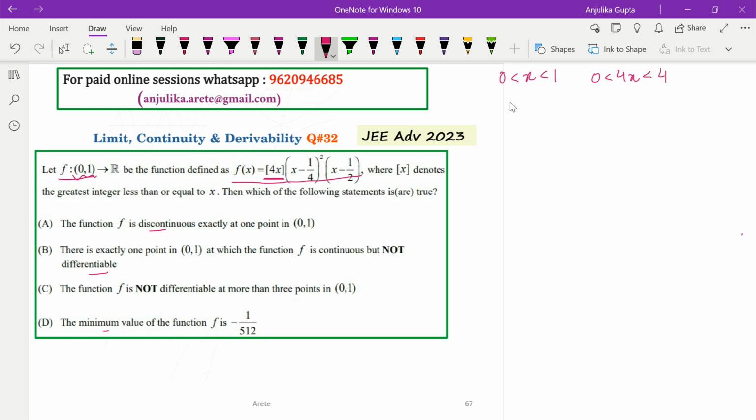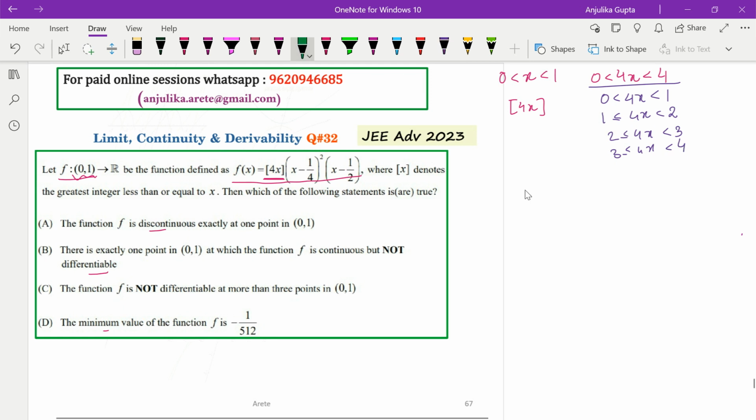Now if you have a square bracket around 4x, what do you do? You break into integer intervals. That means 4x lies between 0 and 1, then 4x lies between 1 and 2, then 4x lies between 2 and 3, and so on up to 4, of course. Your 4x is going to lie between 3 and 4. Now let's look at all these places and start writing my function.